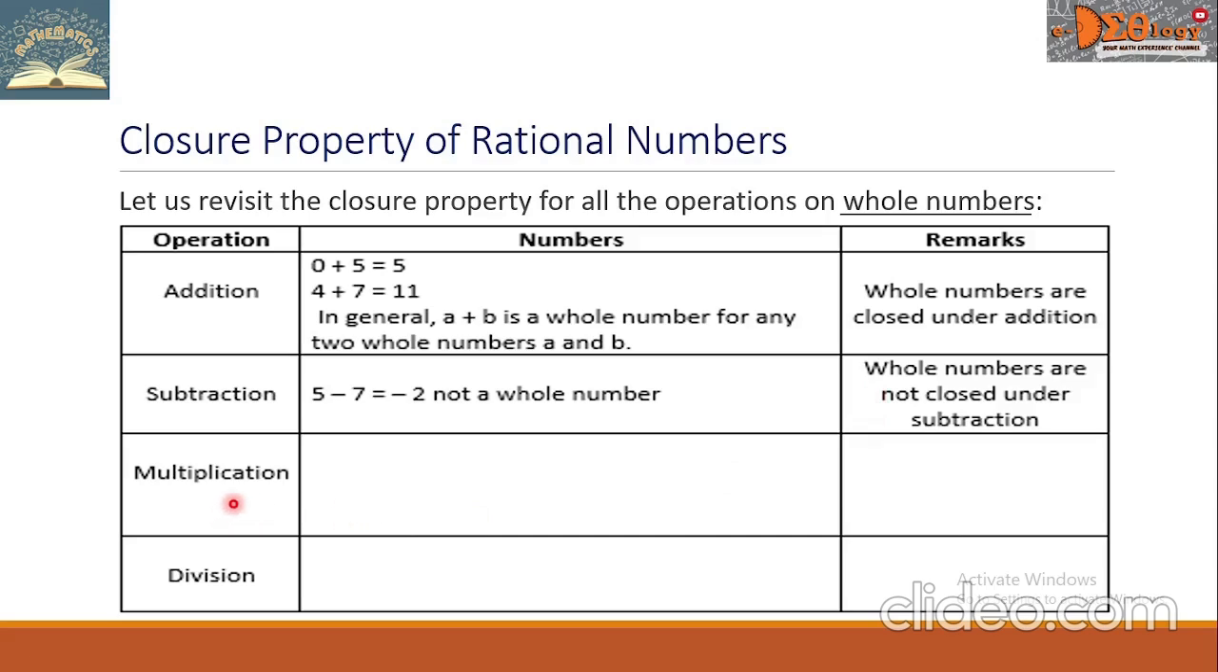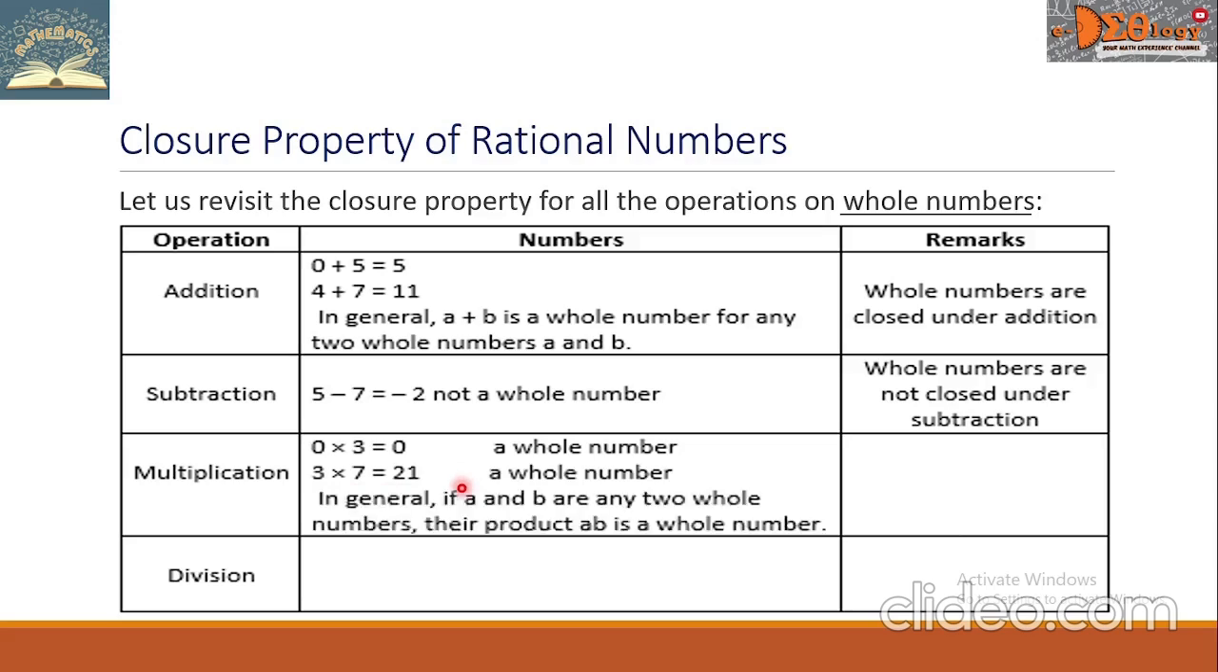What about multiplication? 0 times 3. 0 and 3 are whole numbers, and the answer is 0, which is also a whole number. Another example, 3 times 7. 3 and 7 are whole numbers, and the product is 21, which is a whole number. In general, if a and b are any two whole numbers, their product ab is a whole number. So we conclude that whole numbers are closed under multiplication.